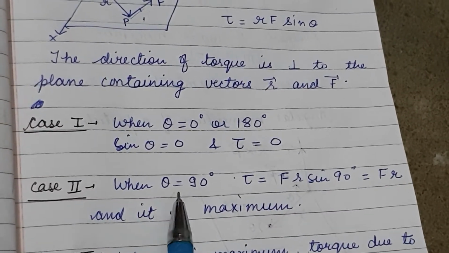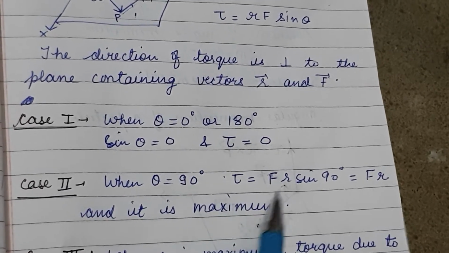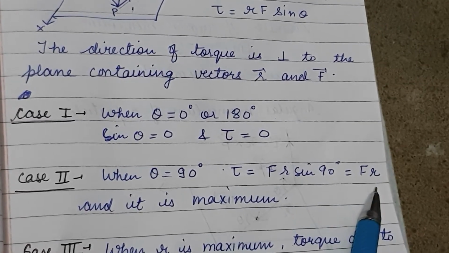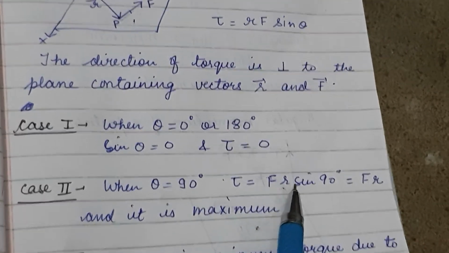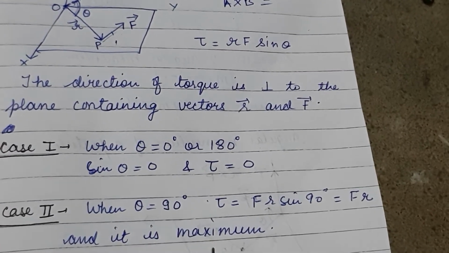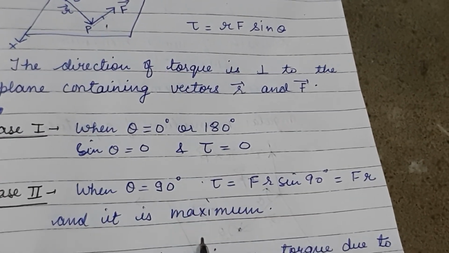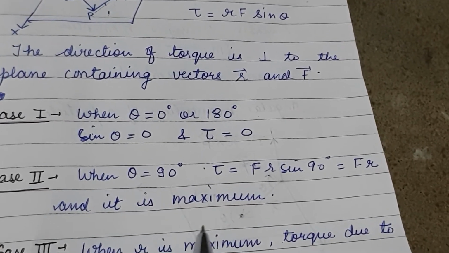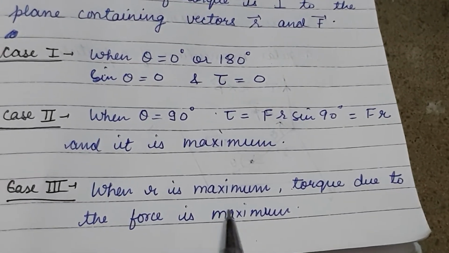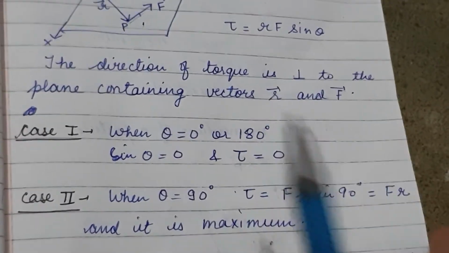Now in the second case, if the value of theta is 90 degree, in this case torque will be Fr sin 90, and sin 90 is 1, so it will be F into r, which is the maximum value of the torque. So torque will be maximum when r and F are perpendicular. So if the line of action of the force is perpendicular to the position vector, then the torque will be maximum. So this is all about torque.